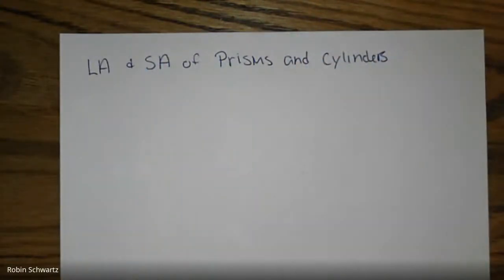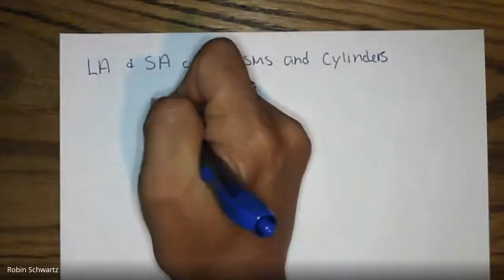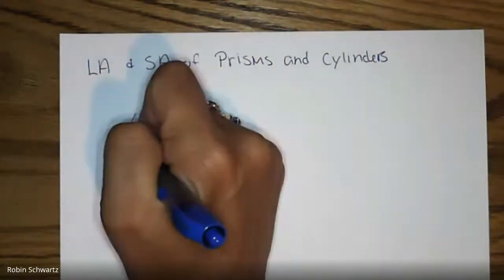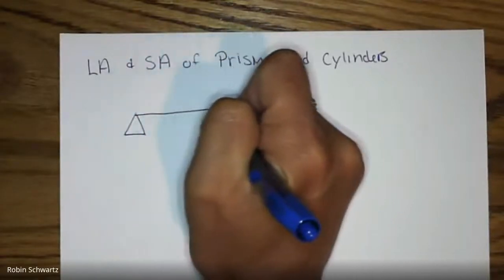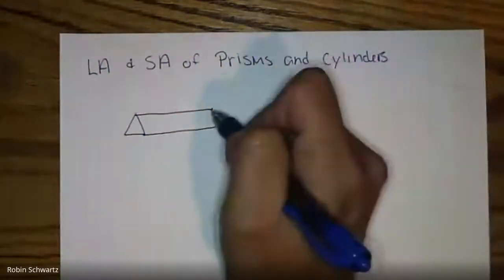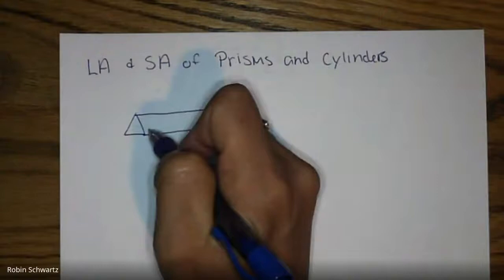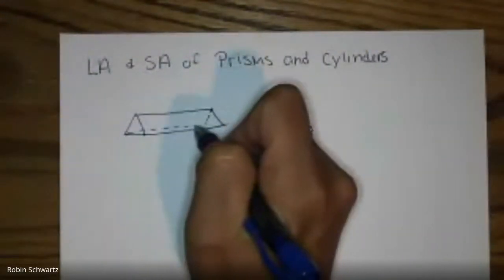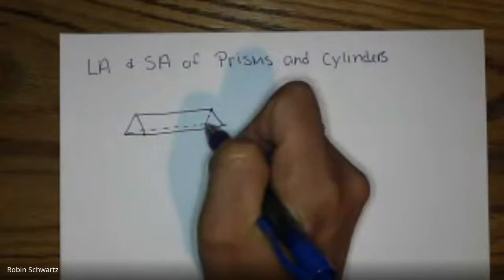All right, so remember a prism. I'm just going to draw a triangular prism here. I'm going to lay it down on its side, a little bit easier to draw, I think. So this is a triangular prism, because the bases are triangles. There are two of them, making it a prism.